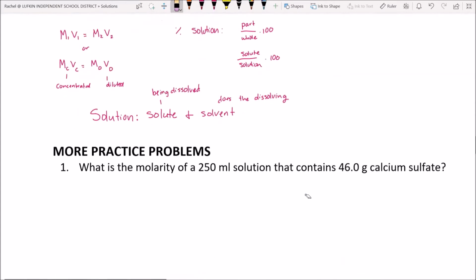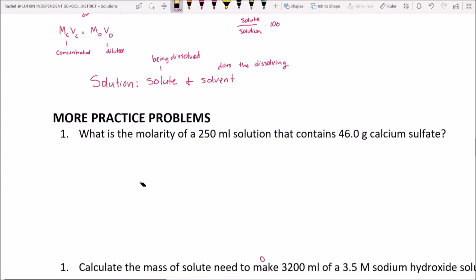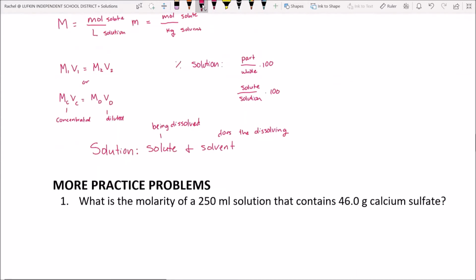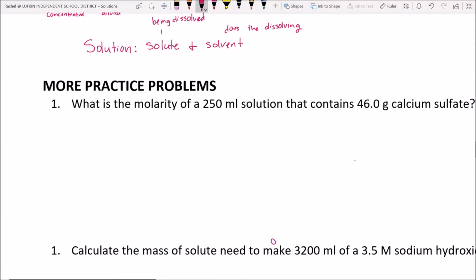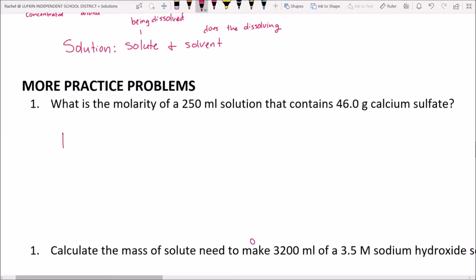So let's read this first problem that I passed out. What equation do y'all think we should use for the first problem here? Yeah, exactly, because it's asking for molarity, right? So we know that we're going to use this equation, moles per liter. The next thing we need to do is identify what goes where. It says that there is 250 mils of solution. So that number will go down here eventually, once we get the units right.